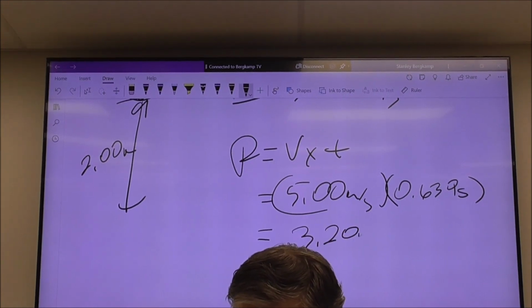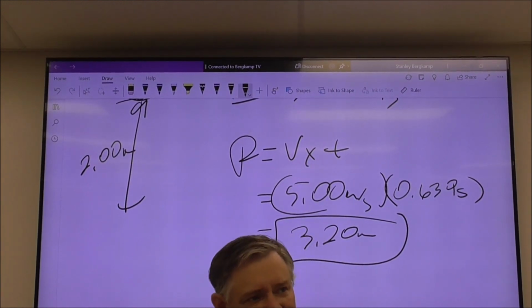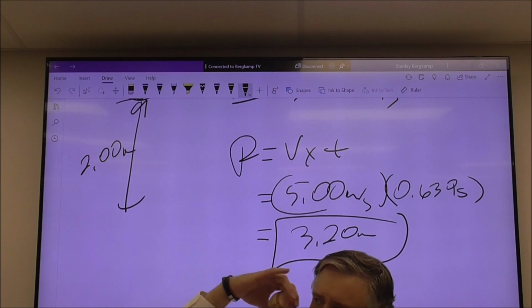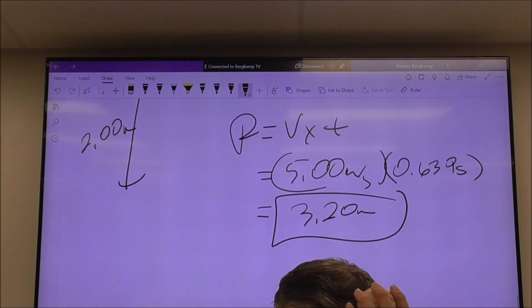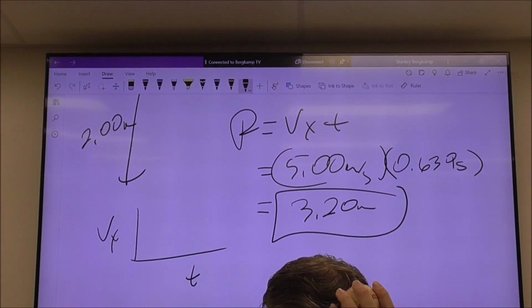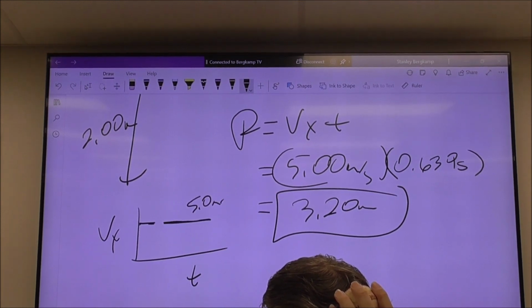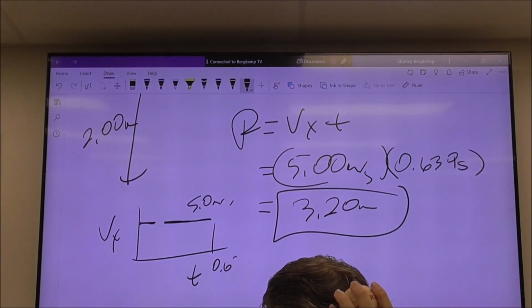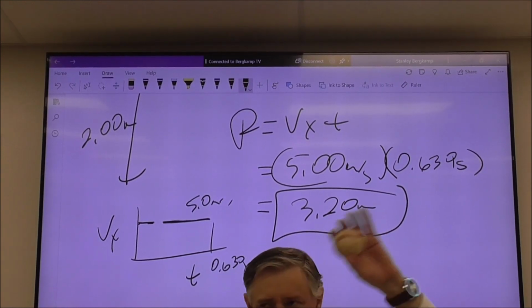3.20 meters. So they're both going to travel 3.20 meters because that's how long they're in the air, and that's that Vx. Now, here's an interesting thing. If you were to draw a velocity versus time graph, that would just be a horizontal line at 5 meters per second at 0.639 seconds. Okay, that's what that would look like. Vx, boom, there you go.